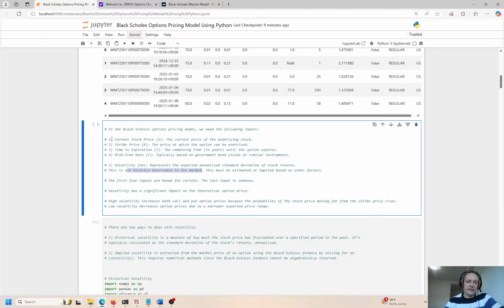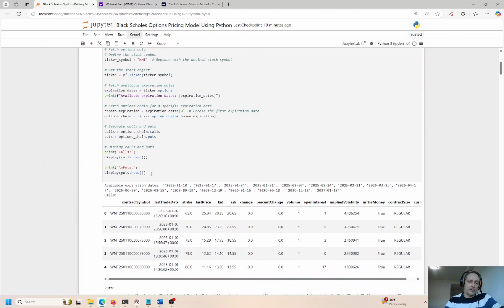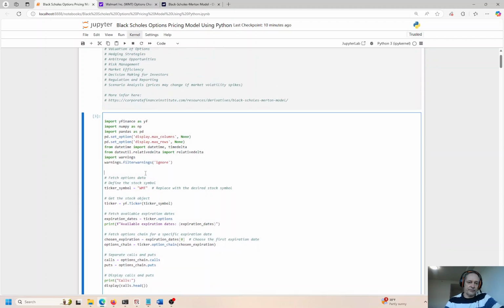Okay, so these four are given: stock price, strike price, right? Time to maturity, and risk-free rate. This is the only unknown. So if we can calculate that with a high degree of accuracy, we can price these options very precisely, and then we can make some decent money with that. Okay, so let me go ahead and refresh this.